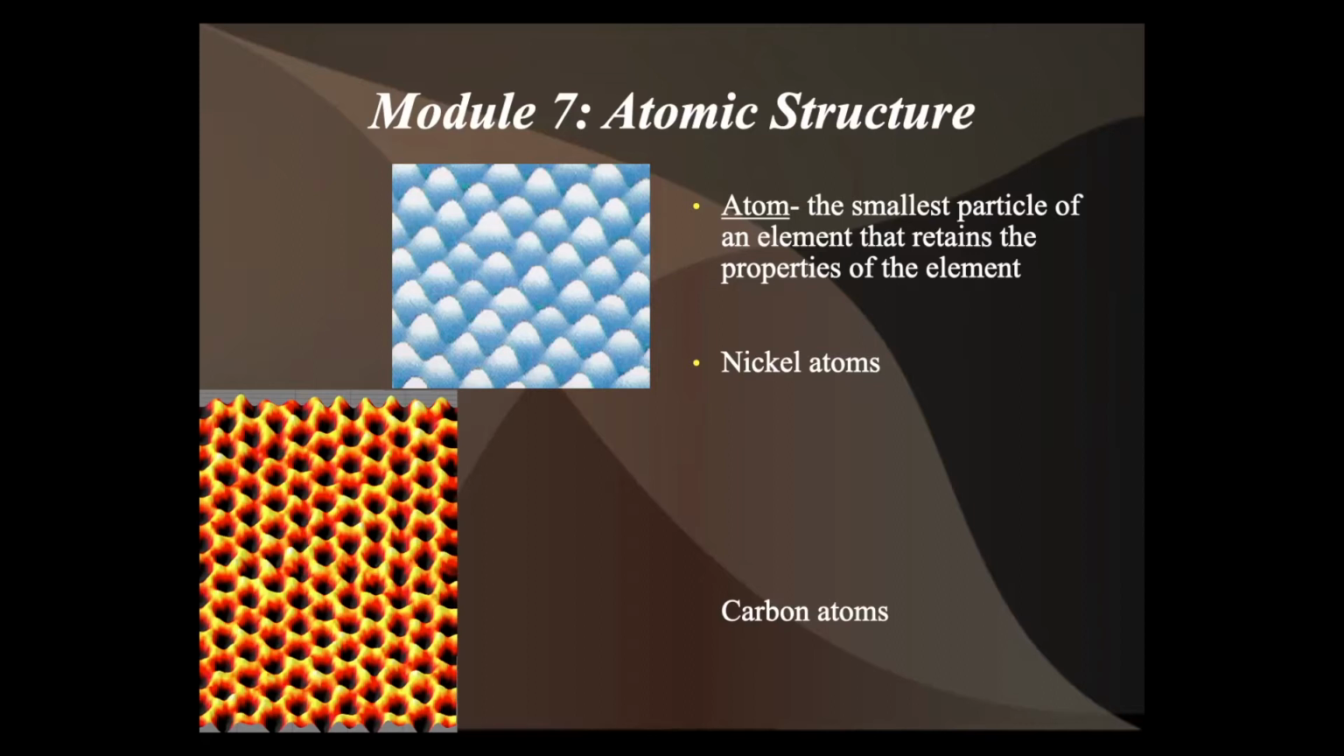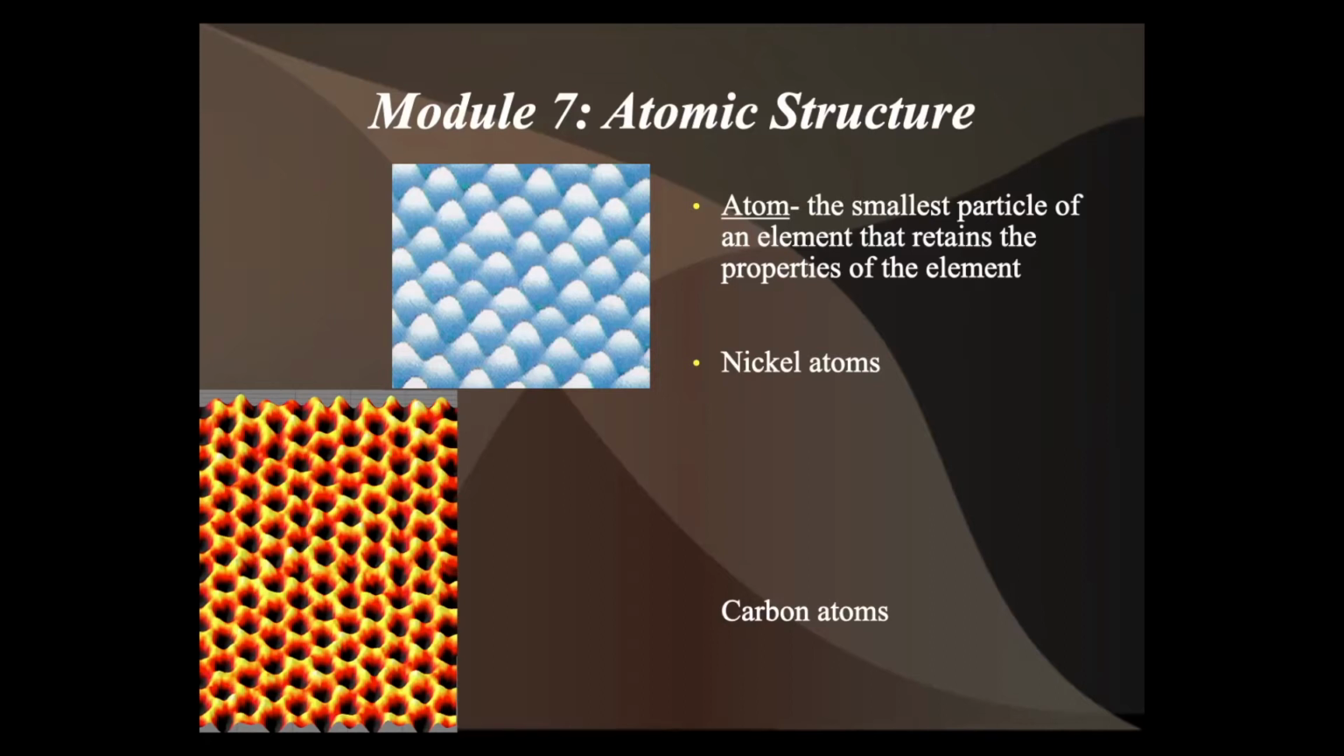These pictures show you a computer image of atoms. We can't take a picture of an atom. We aren't able to do that. We don't know if we can ever do that. But at this point, we can use computers to model what atoms probably look like. So this shows you nickel atoms, and each little mountaintop is the atom. And then you can see down here, the yellow honeycomb structure are carbon atoms.